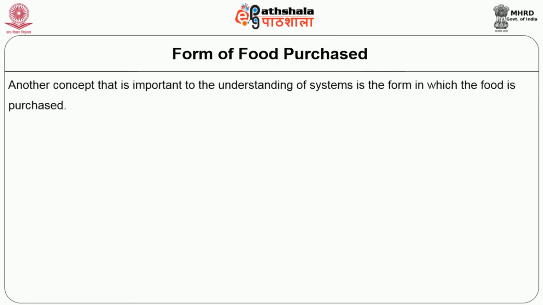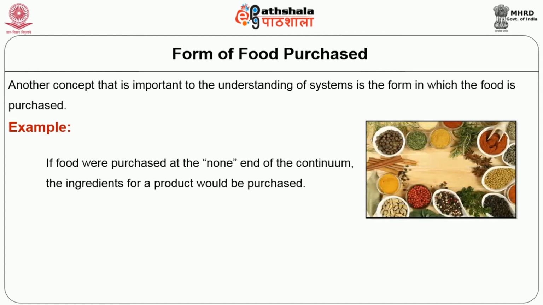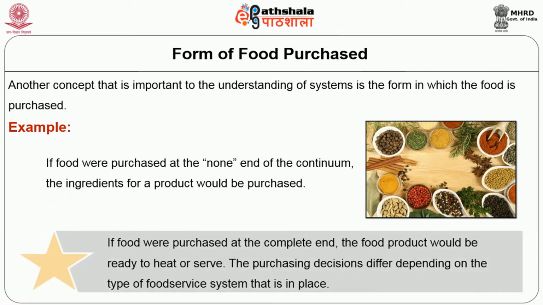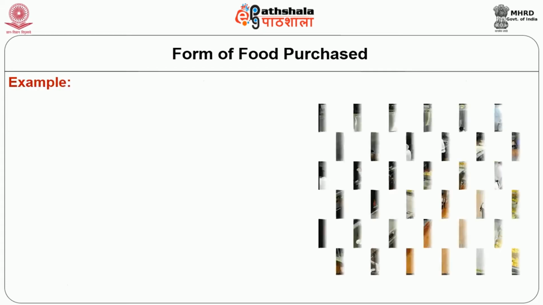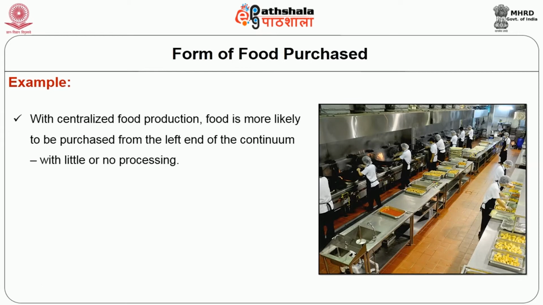Another concept that is important to the understanding of systems is the form in which the food is purchased. For example, if food were purchased at the none end of the continuum, the ingredients for a product would be purchased. On the other hand, if food were purchased at the complete end, the food product would be ready to eat or serve. Now, the purchasing decisions differ depending on the type of food service system that is in place. For example, with centralized food production, food is more likely to be purchased from the left end of the continuum, that is, with little or no processing.